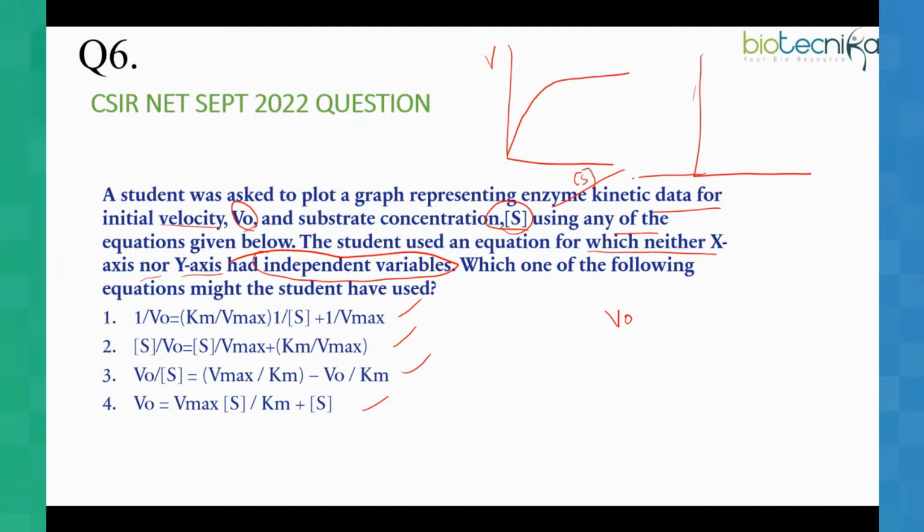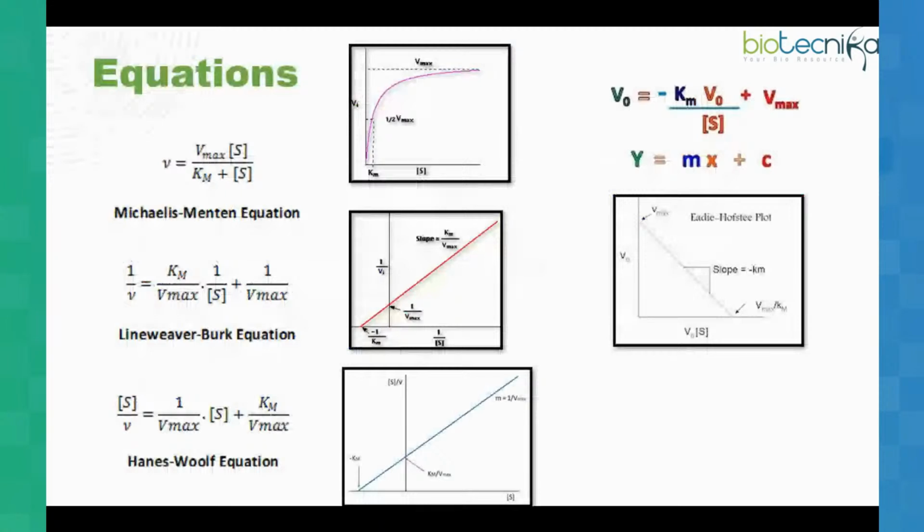Then if we take the Lineweaver-Burk plot, it's a straight line graph equation. We have 1 by v and 1 by s. It is a double reciprocal plot. Apart from that, we have the Eadie-Hofstee plot and the Hanes-Woolf plot. In the Eadie-Hofstee plot, we take V0 versus V0 divided by substrate. Then we have the Hanes-Woolf plot, where we take substrate by velocity on the y-axis and only substrate on the x-axis.